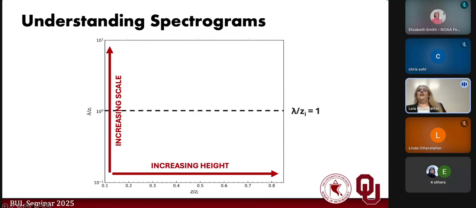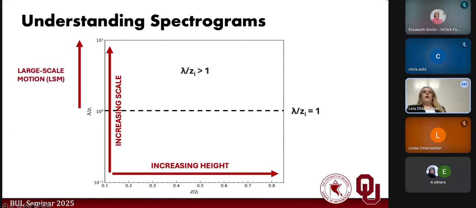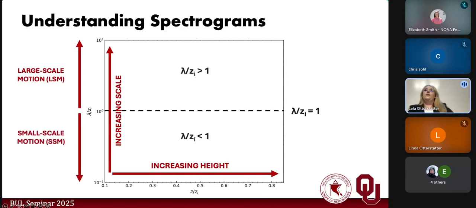Now let's add this line here. So this is where the normalized wavelength is equal to 1. So that is a scale of the atmospheric boundary layer depth that we're seeing. Above that line, you have large scale motions. And so that means that the scales are larger than the ABL depth. And below you have small scale motions, which indicate that they are smaller scales than the atmospheric boundary layer depth.